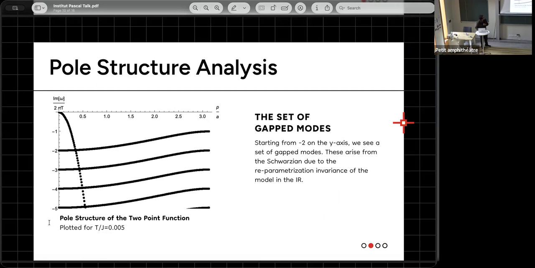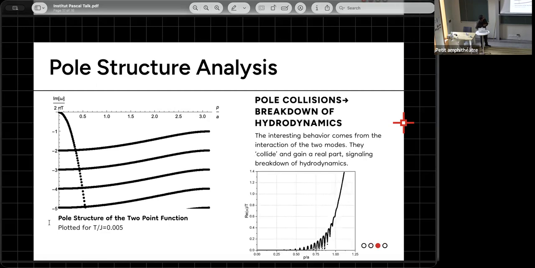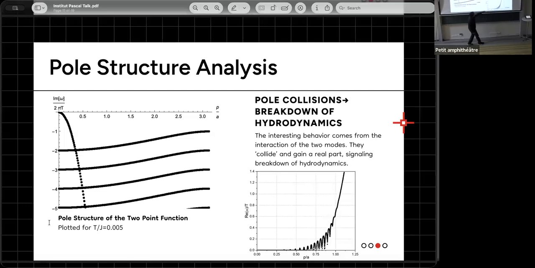The interesting thing is the collisions between them. And this is where hydrodynamics breaks down. This is because whenever these poles collide, it actually gains a small real part. So if we look at the first collision, which occurs just below 0.4, on the plot over here you see a very small dot that appears. And this keeps on increasing as the collisions keep on occurring.